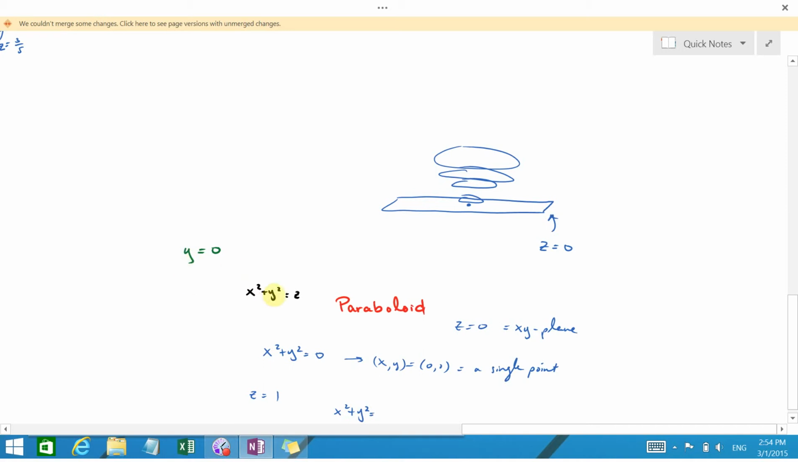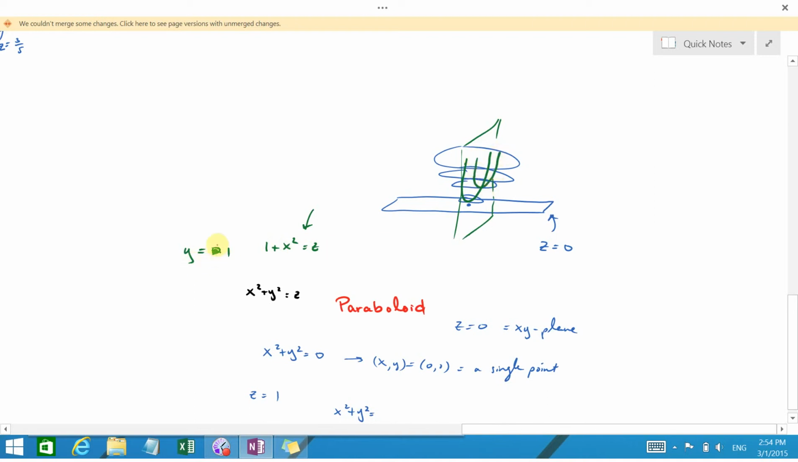If I plug y equals 0 into this formula, what am I going to get? x squared plus 0 equals z. Well, that's just a parabola in the xz plane. So this y equals 0 is this plane right here, and this is saying that we just get a parabola right there. And what happens if I change y to 1 instead? Then it's x squared plus 1 equals z, which is the parabola shifted up by 1.